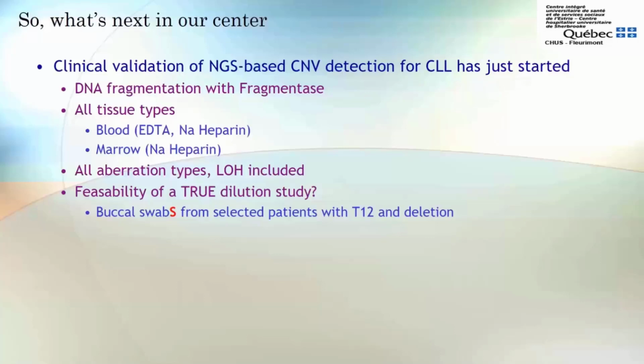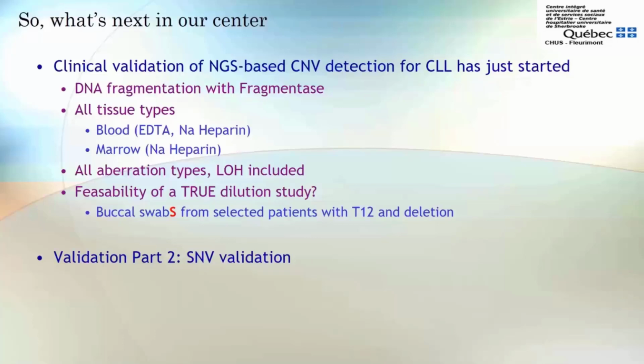We'll try to obtain a number of buccal swabs from 2 to 3 selected patients with both trisomy 12 and a deletion. We'll first confirm that buccal swab DNA is normal by running the array. If so, yes, we will be able to do this dilution study. When CNV will be validated, we will launch the test and then start SNV validation.